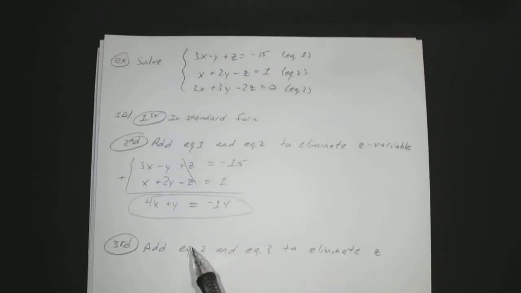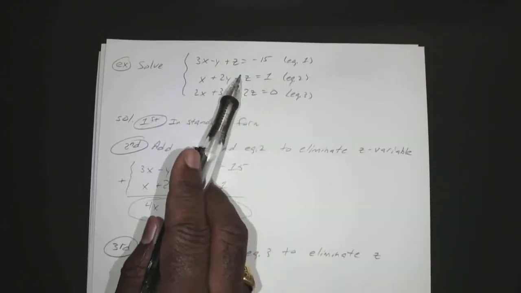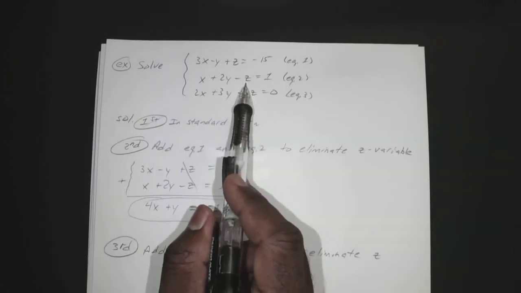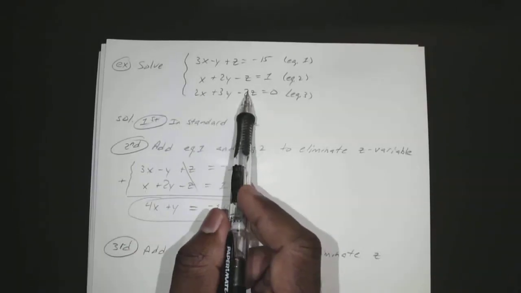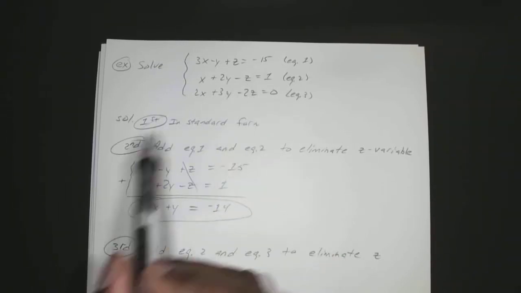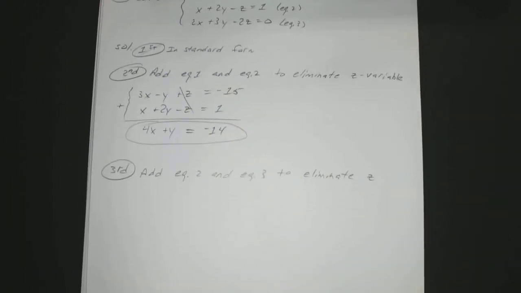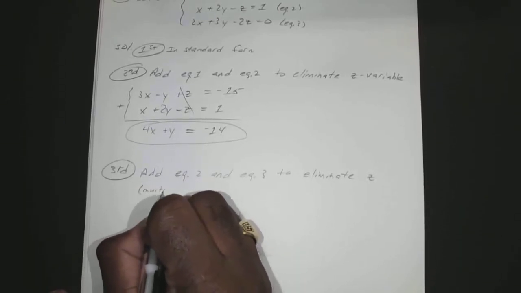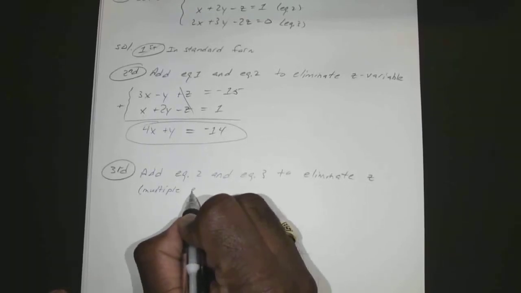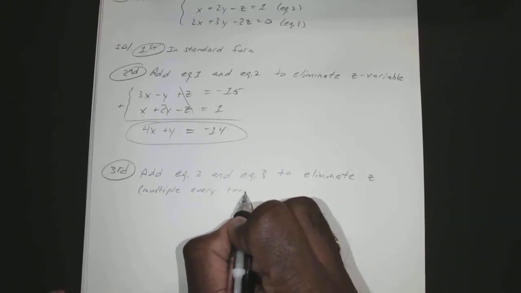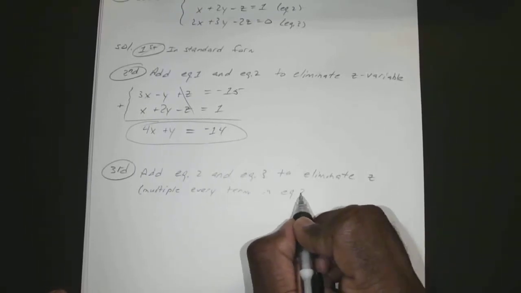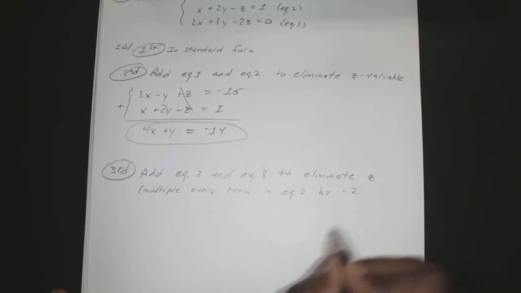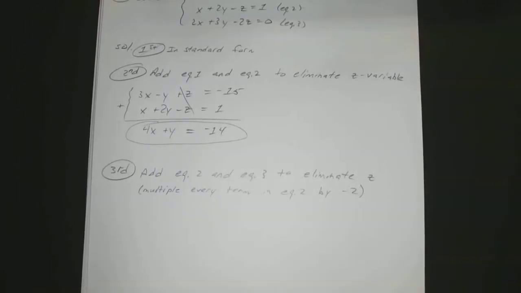Okay, so remember, if you try to eliminate the Z here, it won't go anywhere. So you just have to multiply each term here by negative 2, so that when you add them together, you'll have positive 2Z and negative 2Z, and they'll disappear. Okay, so multiply every term in equation 2 by negative 2. Notice my Z's and 2's look a lot alike, so the Z has the line through it, so hopefully it won't be confusing.